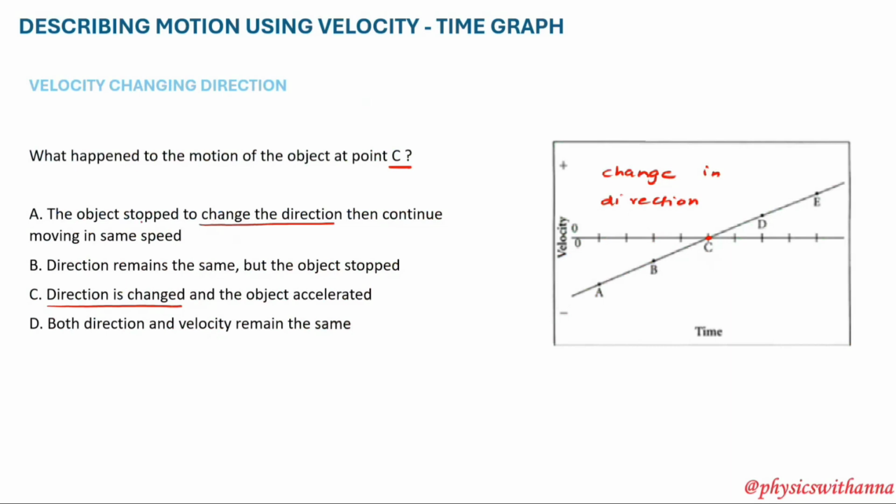Now option A says the object stops to change direction, then continues moving with the same speed. Same speed means velocity is not changing, which is not the case here. You can see the velocity value is increasing because the line is going straight up. If velocity was the same, it should have been a sleeping line, but that is not the case here. So this cannot be my answer. Next one says direction is changed and the object accelerated. Object accelerated means the object was either speeding up, slowing down, or changing direction. So here direction has been changed and the object is accelerating. So the answer will be option C.